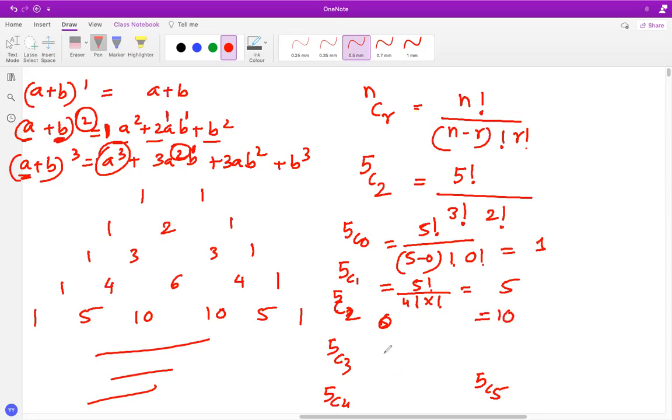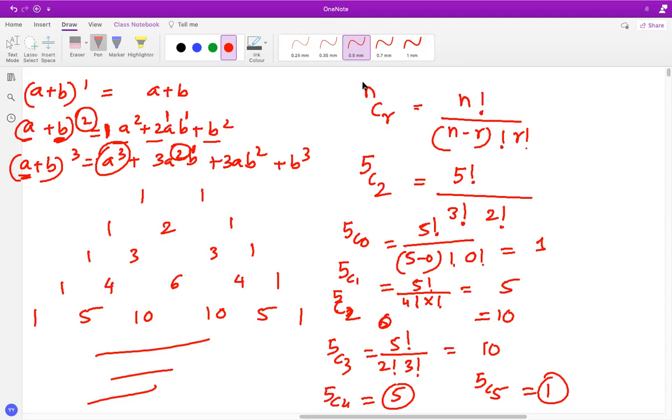So I'm going to take 10. 5C3 is 5 factorial over 2 factorial times 3 factorial, which is again 10. 5C4, you're going to get 5. And 5C5, you're going to get 1. So now if I write down these numbers in order, what I get is 1, 5, 10, 10, 5, 1. So this is basically nothing but the Pascal's triangle for the fifth row.